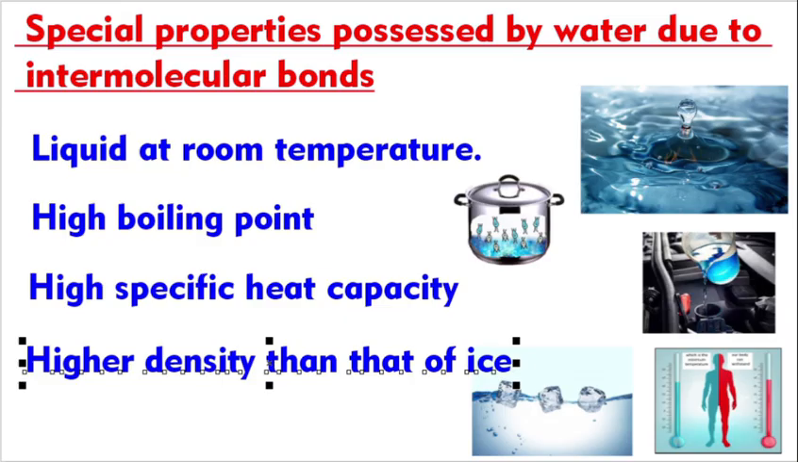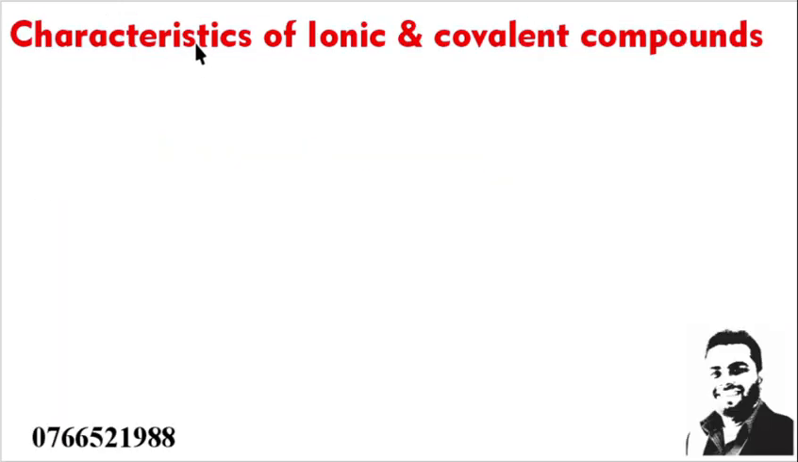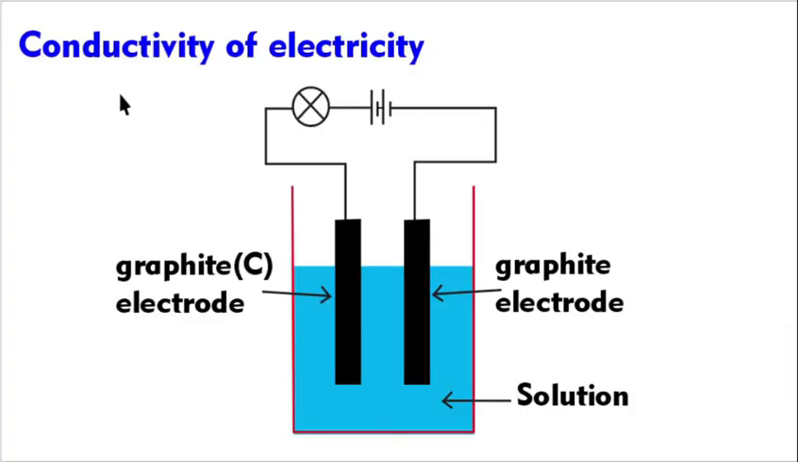Now, the last topic on this ionic and covalent bonds is regarding these characteristics of ionic and covalent compounds. So there are certain characteristics. Among them, we'll first look at the conductivity of electricity of both ionic and covalent compounds. So we'll do a small experiment here.